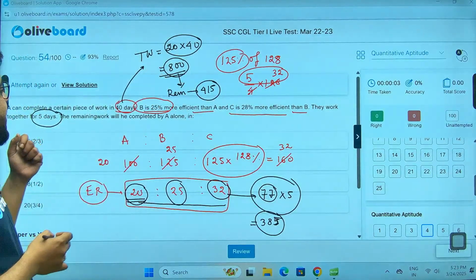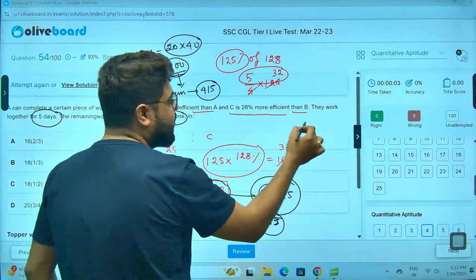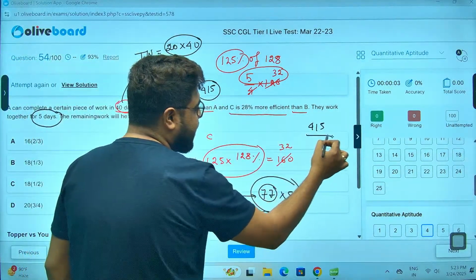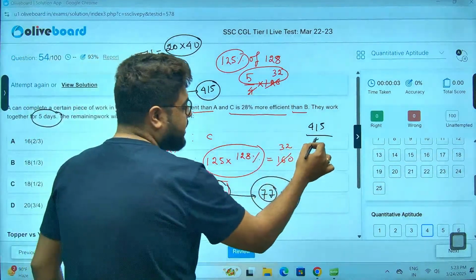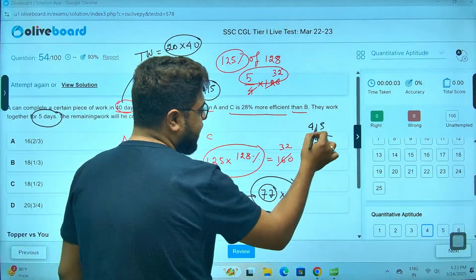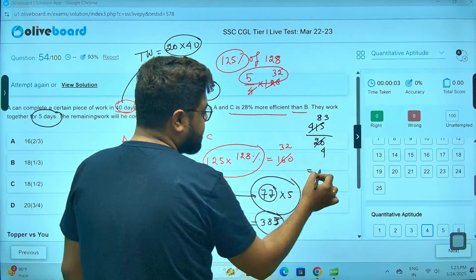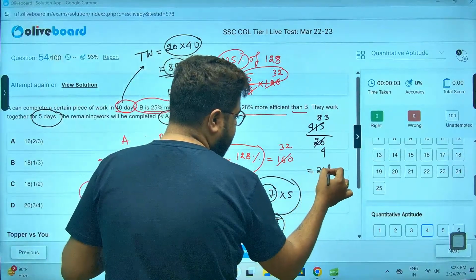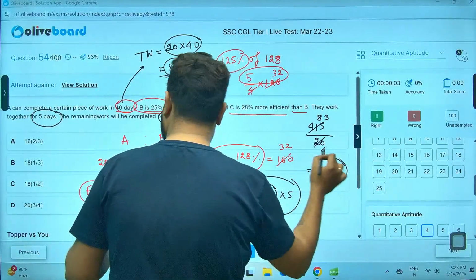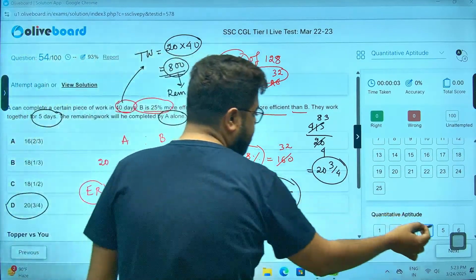Who will do this? A alone. The answer will be the remaining work divided by the efficiency of the person who is completing it, that is 20. So 415 divided by 20, which is 20 whole 3 by 4. Option D, sir. Option D.